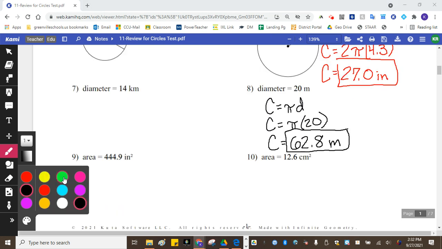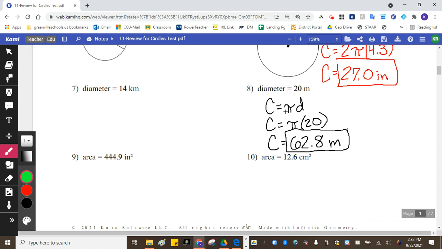All right, number 10 is definitely the hardest because it doesn't give you the radius or the diameter. It gives you the area. So going to the area equation, how does area work? Area equals pi r squared. That's the equation for area. We know our area is 12.6, so I plug that in for A.